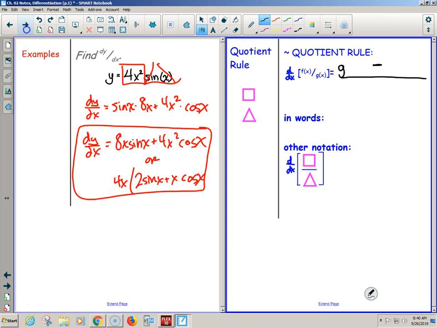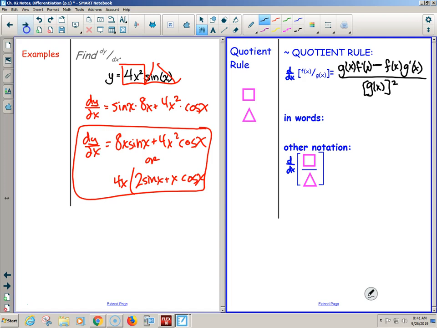The bottom D top, this can be switched. I could do D top bottom. It's just, I don't like the ring of it. I like bottom D top much better. The multiplication can be commutative, but the subtraction most definitely cannot. Minus top D bottom, all over bottom squared.